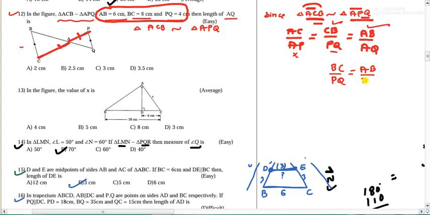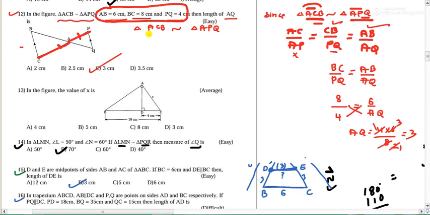Any doubt? Understood? So just substitute: BC is 8 divided by PQ is 4 equals AB, which is 6, by AQ, which is unknown. So just do the cross multiplication. AQ will be equal to 4 into 6 by 8. So 4 ones are 4, twos are 2, threes are 3. So what is the answer? Yes, option C. This can be asked for 2 marks also, so that's why I'm explaining with the whole step. Understood?